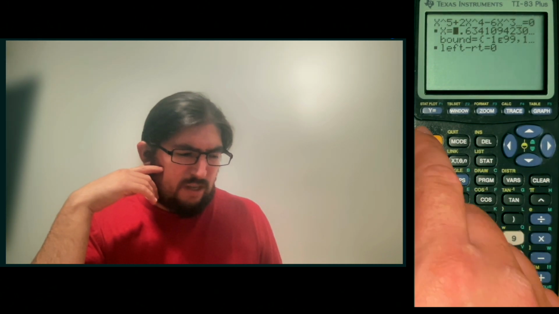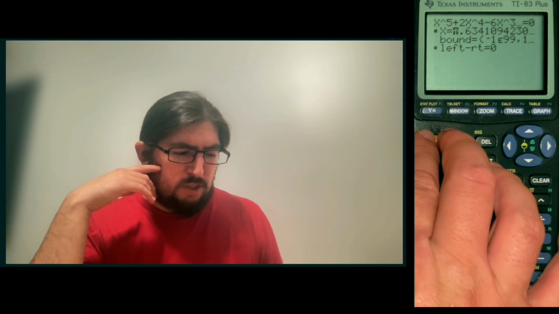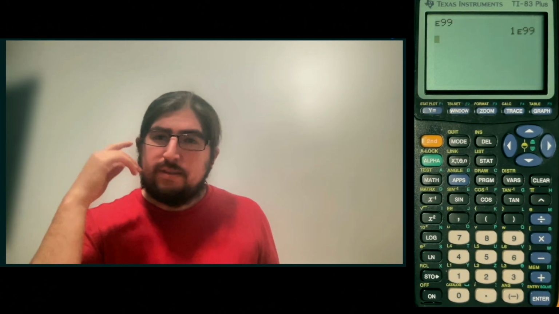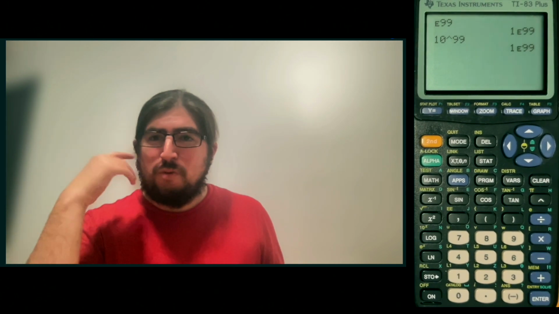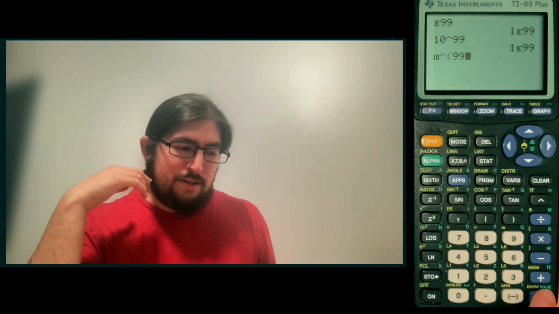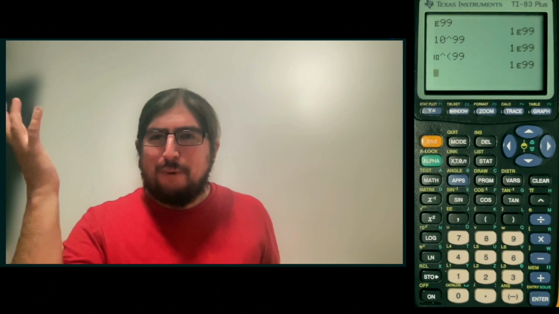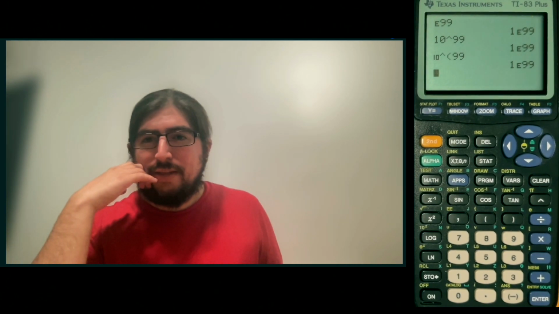There's actually a few ways to input that. Let me just show real quick by exiting this. So if you press second comma, 99, that's 1 times 10 to the 99. That's just the calculator's way of displaying that. If you do 10 to the 99, it'll display the same thing. In fact, second log is also 10 to the, so that also displays the same thing. So you have 3 ways for whatever reason to display that in the calculator.